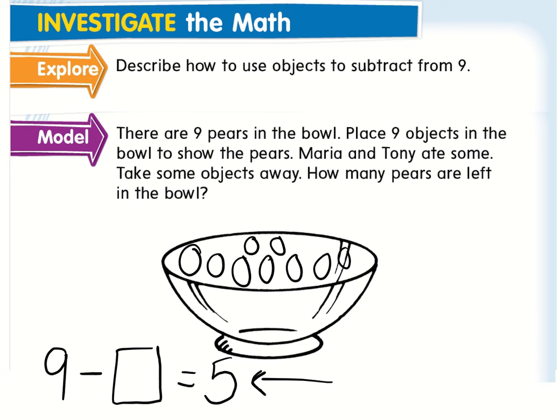So what I would do is I would use my strategy of circling what I have left. So I have 1, 2, 3, 4, 5. I'm going to put a circle around these guys here because I know that's my answer. So that means I must have taken away these ones. 1, 2, 3, and 4. And if you count them all back up, I have 9. I took away those 4, and it equals 5.